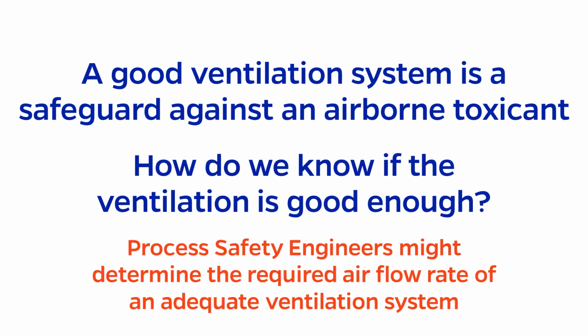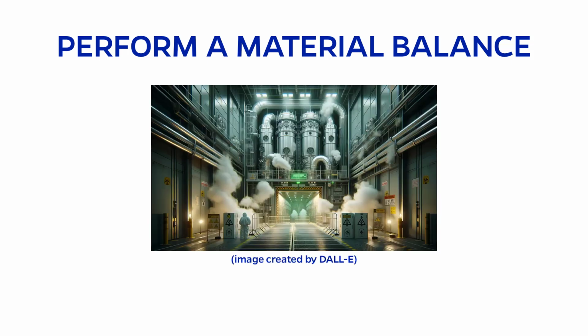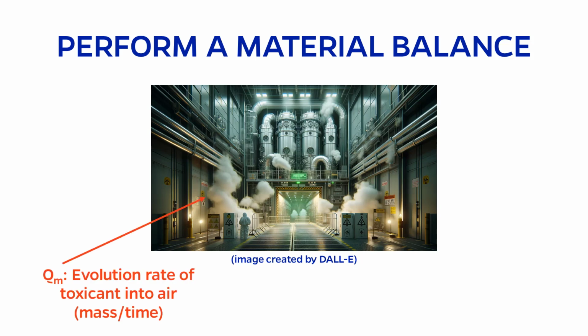As a chemical process safety engineer, you might be in charge of determining the required airflow rate needed for adequate ventilation. As with so many other things in chemical engineering, we can start by performing a good old material balance. Let's envision an enclosed space where there is some rate of toxicant entering the air. This could be evaporation from a spill or leaking from a vessel. We'll come back to this in more detail when we discuss source models, but for now let's just call this evolution rate QM with units of mass of toxicant per time and assume that it is steady.